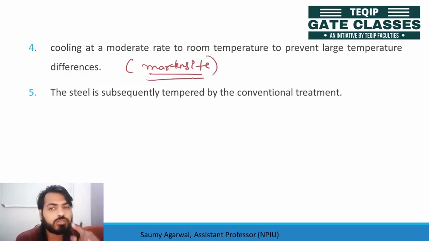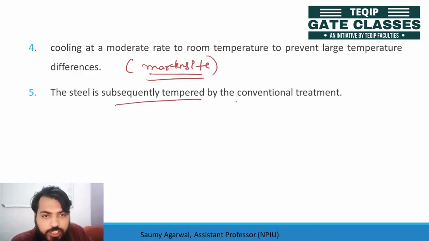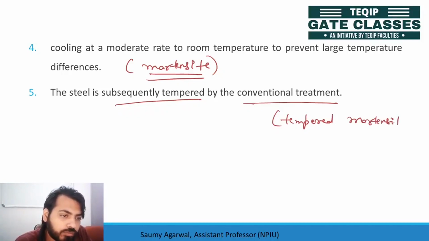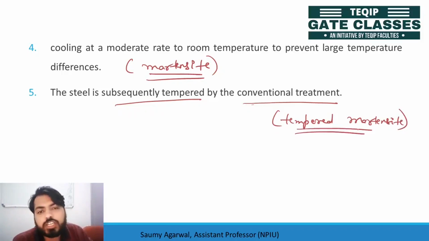Now this martensite iron is not usable, as I told you, because it has very high brittleness. So this has to be tempered a little bit by the conventional tempering process. What you get here as the final product is tempered martensite. So you get the tempered martensite by this tempering process.